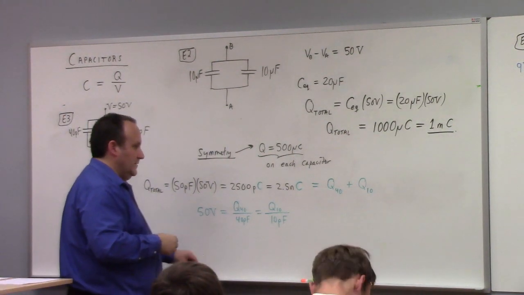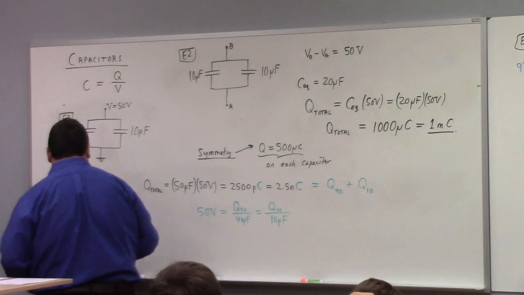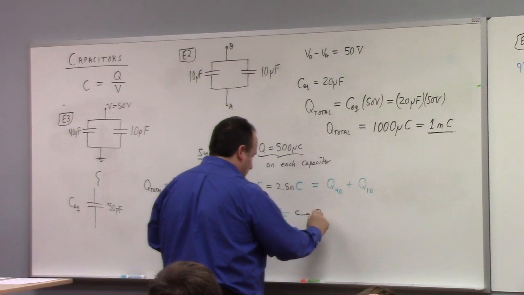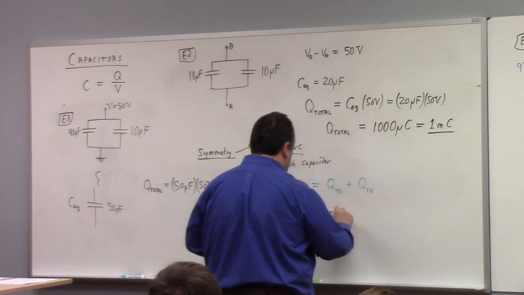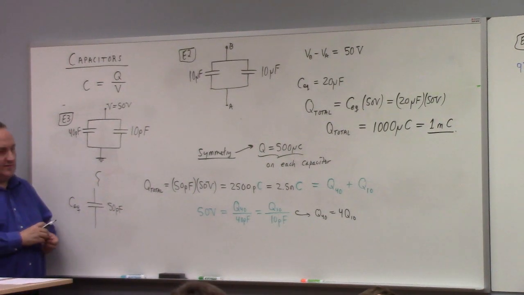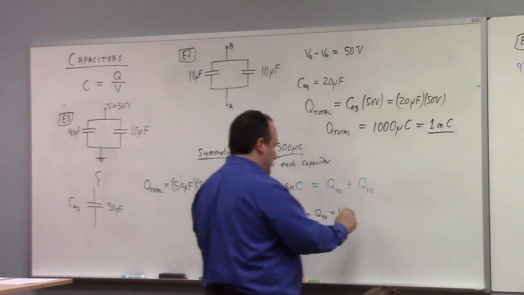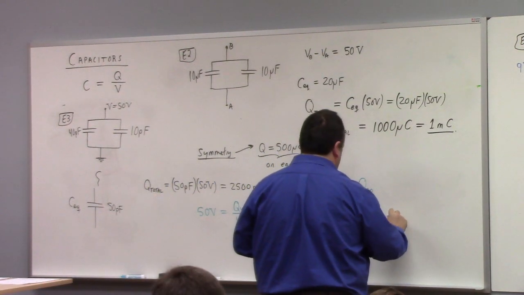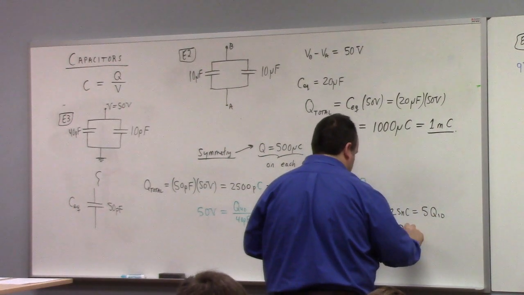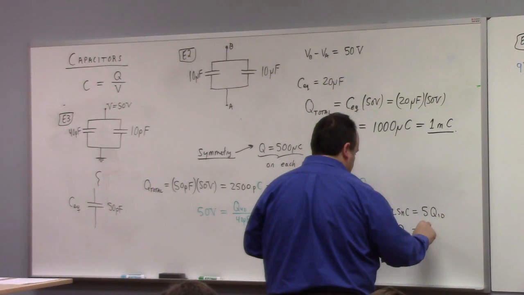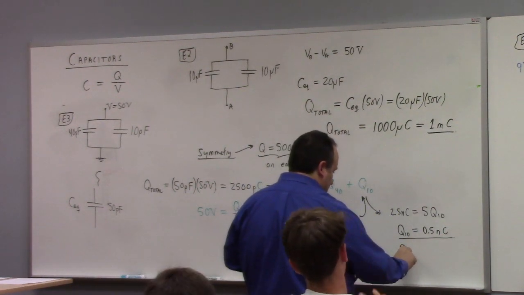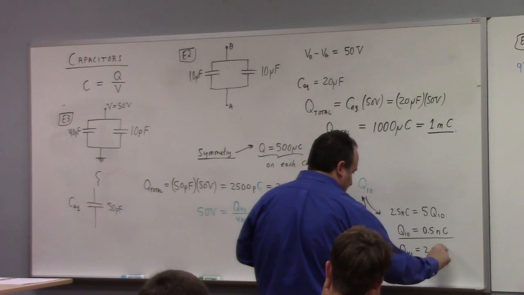So let's see here, I'm going to plug that one into here. What do you guys want to do? Let me solve this bottom one for Q40, which gives us 4Q10, right? Because 40 picofarads over 10 picofarads is just 4. So I get Q40 is 4 times Q10, which then when I put that up in here, gives me back 2.5 nanocoulombs is equal to 5 times Q10. So Q10 is 0.5 nanocoulombs, and Q40 would be 2.0 nanocoulombs.